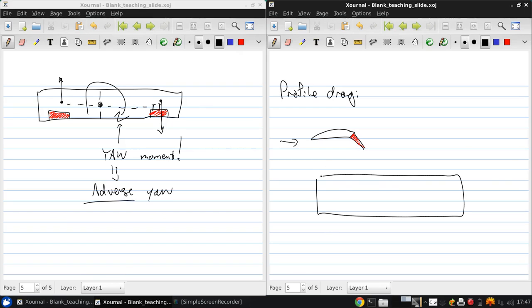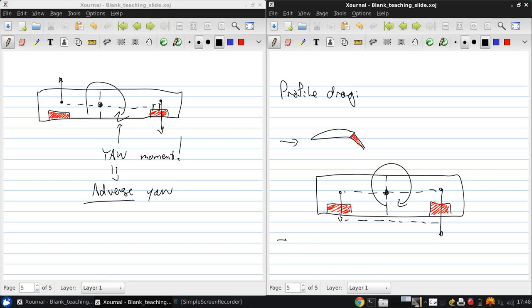So again, if we look at our wing from above, there's the ailerons. There's a smaller drag on this side and a larger drag on this side. And again, the net difference between the two creates yet another yawing moment in the same direction as the effect of the roll.